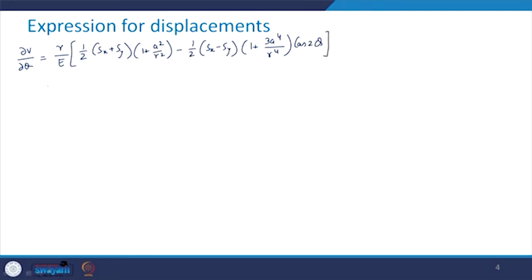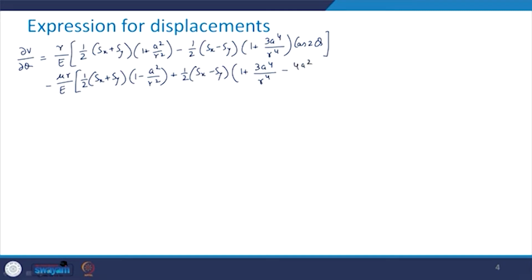This is one term, minus mu r upon E, half (Sx plus Sy)(1 minus a square upon r square) plus half (Sx minus Sy)(1 plus 3a to the power 4 upon r to the power 4 minus 4a square upon r square) into cos of 2 theta, that's another bracket.